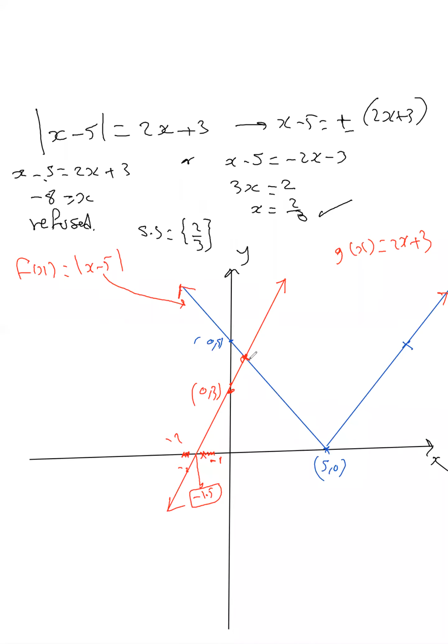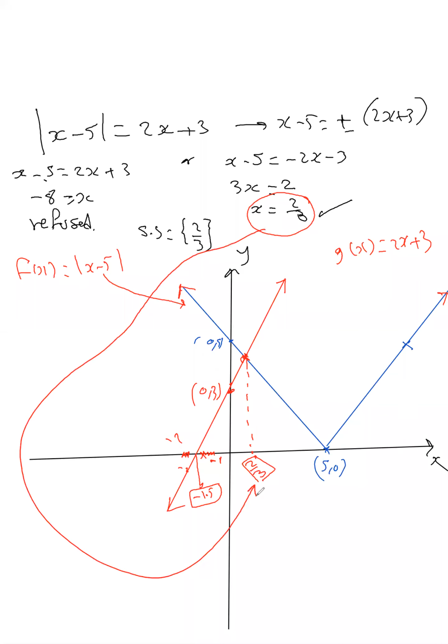between the line, the graph of the first and the graph of the second will be the solution of this equation. So here, the value of x at this point is 2 over 3 which is the solution of this one.